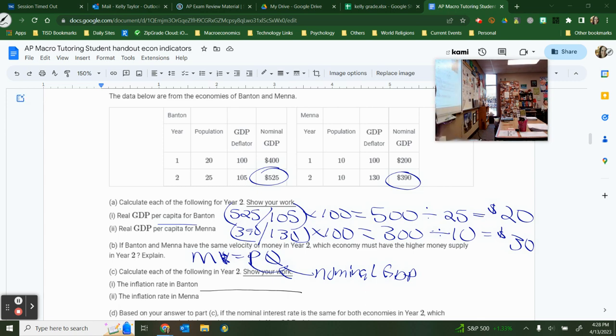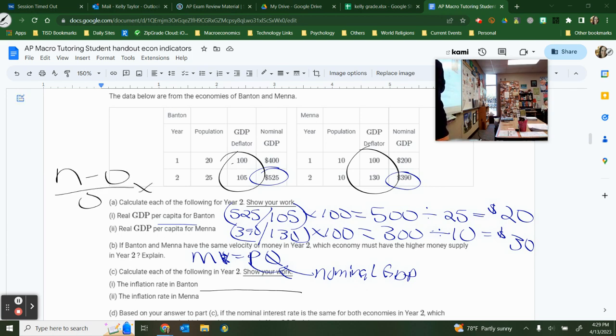All right, let's talk about the inflation rate. The inflation rate is new minus old over old times 100. Here's 2 years worth of deflators. Here's another 2 years worth of deflators. But since the original deflator is 100, it's subtraction, because it's new minus old over old times 100.